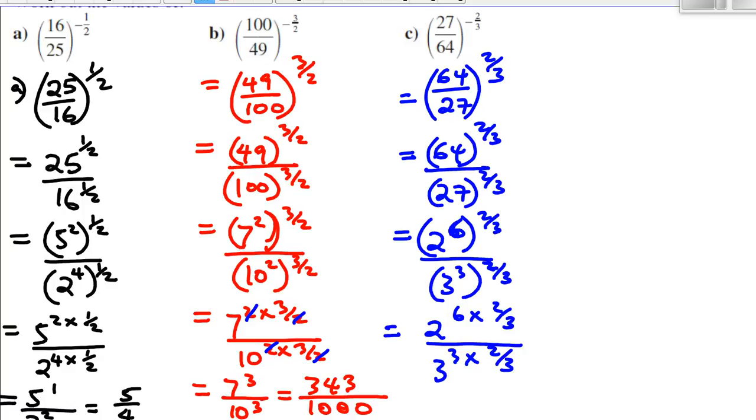We can cancel. 3 and 3 gone. 3 goes into 6 twice. That's how I'm cancelling it. So you'll end up with 2 to the power of 4 over 3 to the power of 2, which will equal 16 over 9. And that is how you use knowledge on indices to simplify fractional indices.